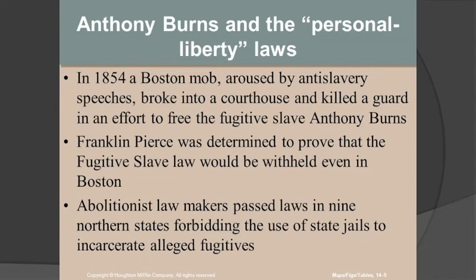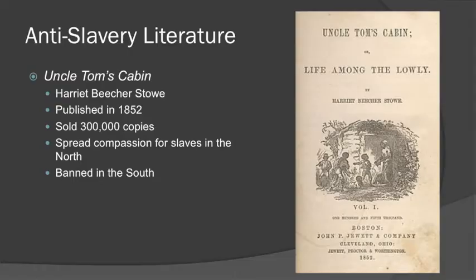But what you start to see happening in the wake of all this is abolitionist lawmakers start passing laws in northern states forbidding the use of state jails to incarcerate alleged fugitives. So in the North, they start passing what's called personal liberty laws, basically saying that this state and the people of this state will not cooperate in returning fugitive slaves. It's for these reasons that the fugitive slave law doesn't actually result in that many people being kidnapped and brought back into slavery, because there was so much resistance to it. Doesn't mean the law wasn't important, but it was really hard to enforce.